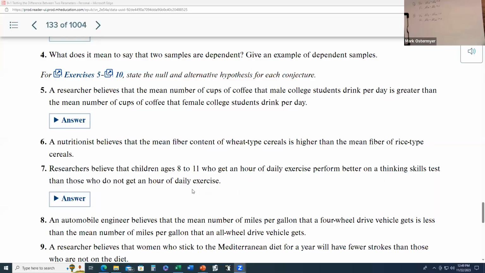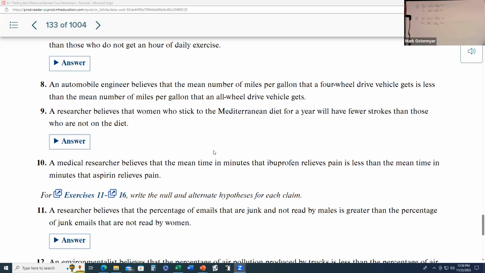Is that making any sense here? Any questions? All right, go ahead and do number 8 and 9. You can include those also in your classwork, number 8 and 9. See if you can set up the hypotheses.